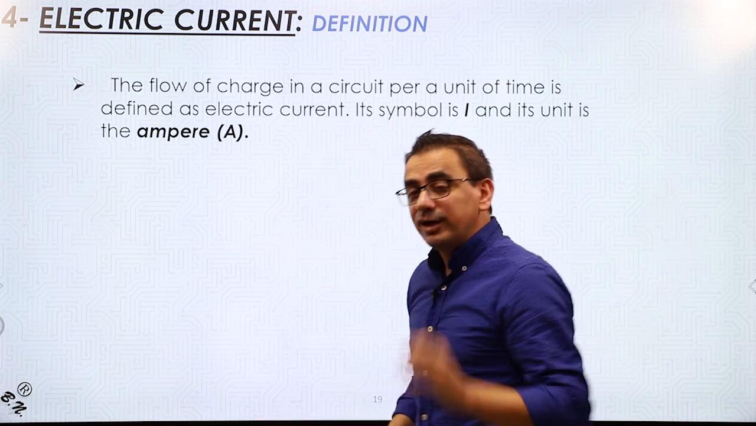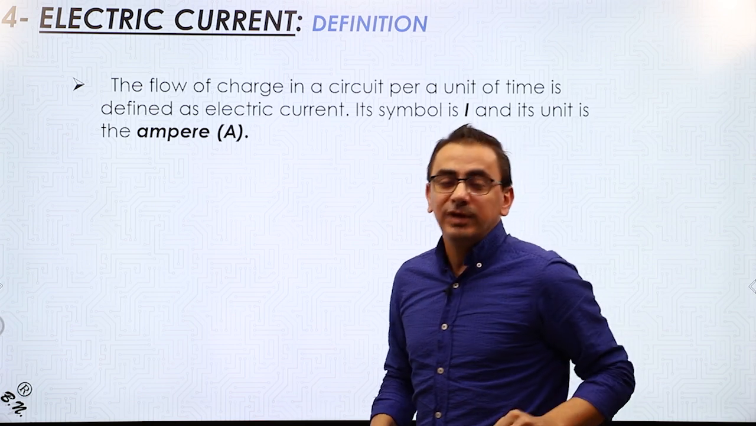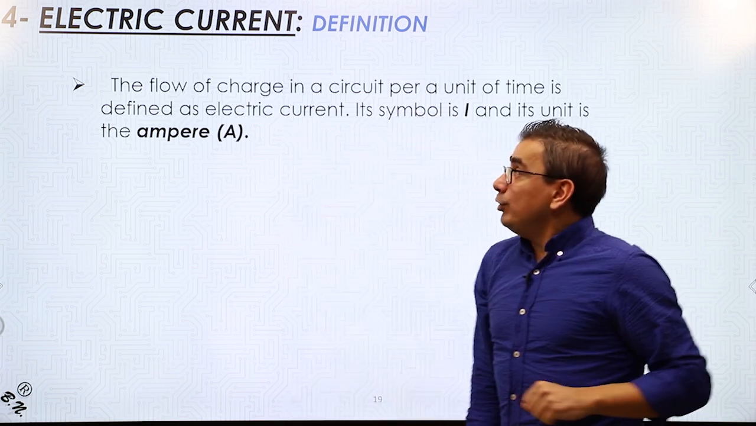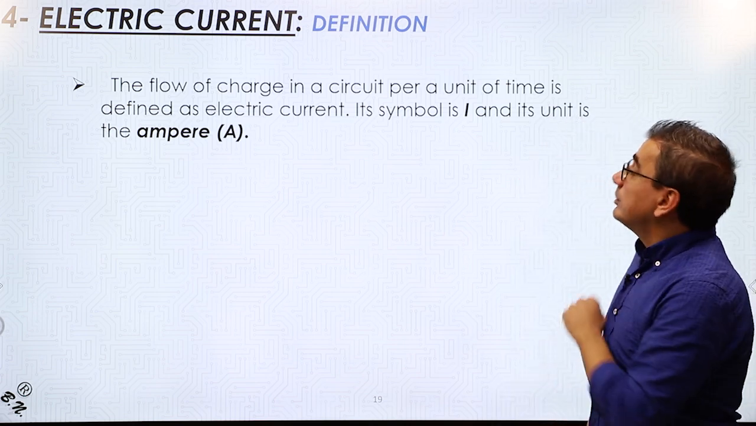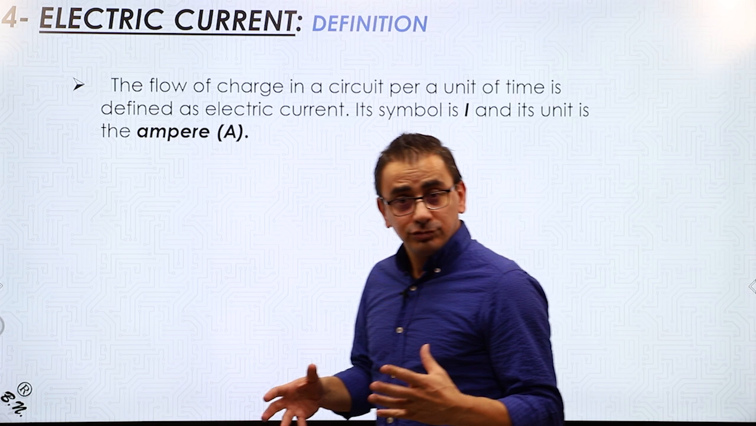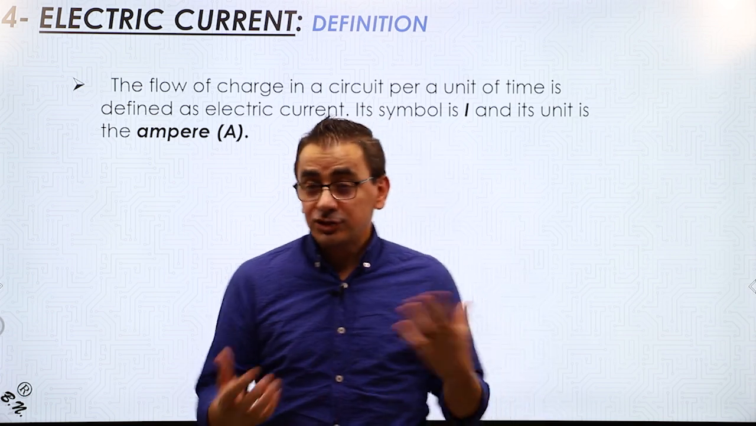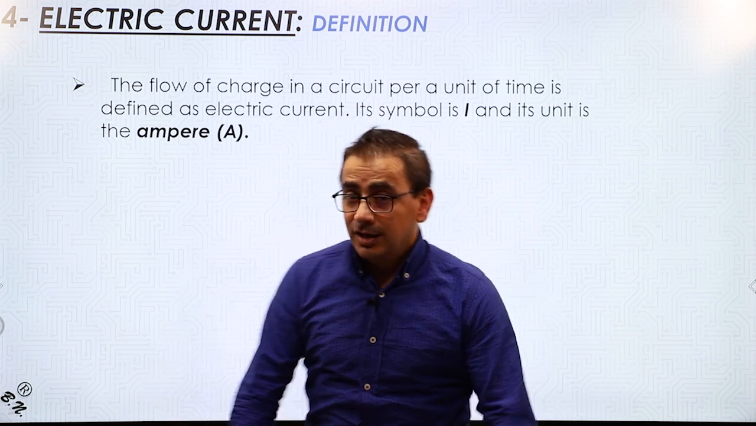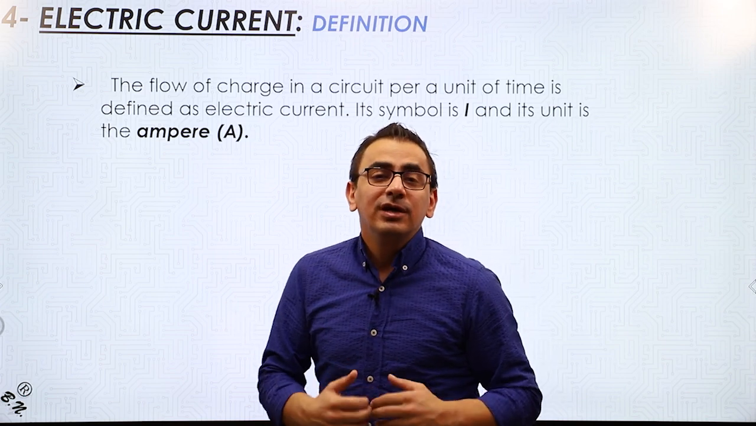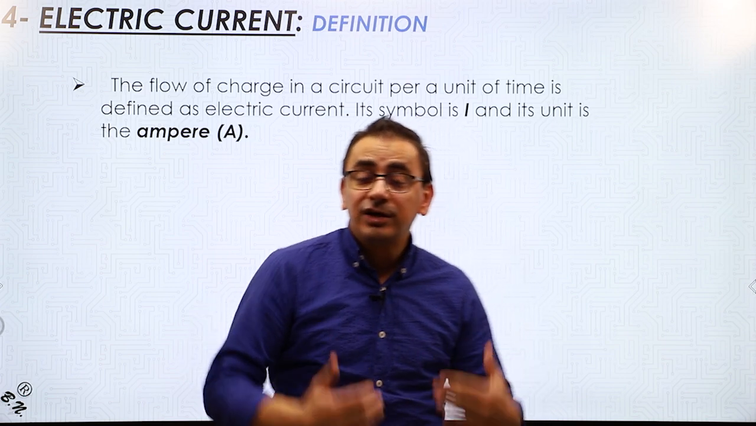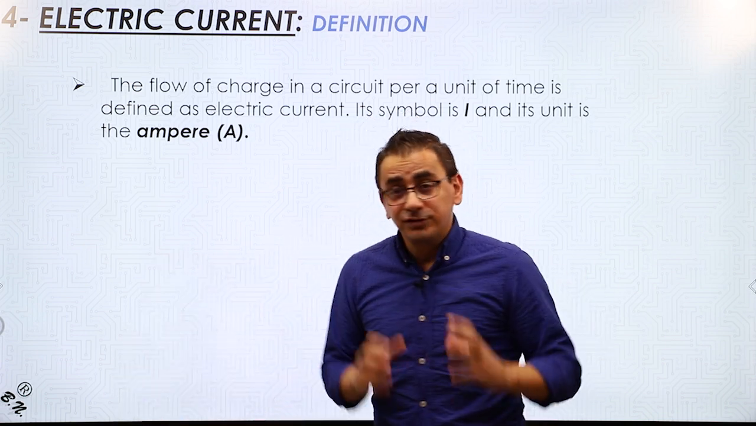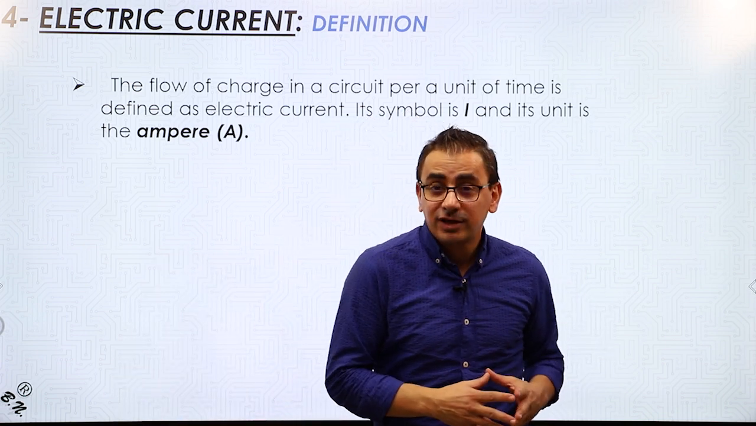Okay? So vocabulary and definitions are very important at the beginning of any new item. The flow of charge in a circuit per unit of time is defined as electric current. We said that electricity is all about the charge and the motion of the charge. Whenever we have a charge and that charge is moving, I can think about electric current, or electric current intensity, which is the amount of that flow. So the flow of charge in a circuit is defined as electric current.